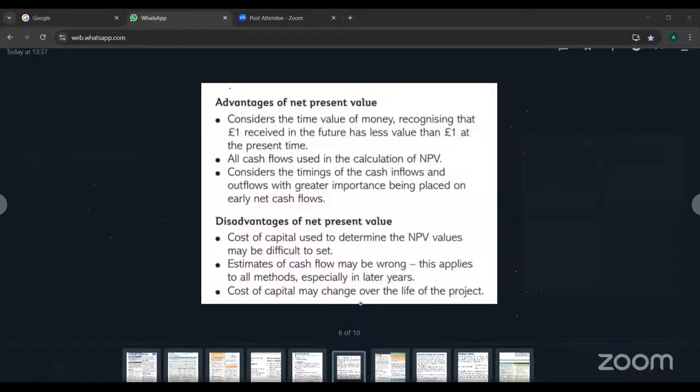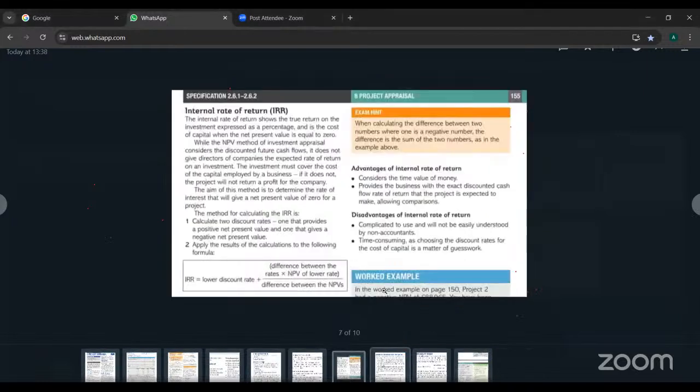I'll explain in detail what is meant by cost of capital. Cost of capital means the return from a capital project required to make the project worthwhile. That is the cost of capital. Now let's study internal rate of return.